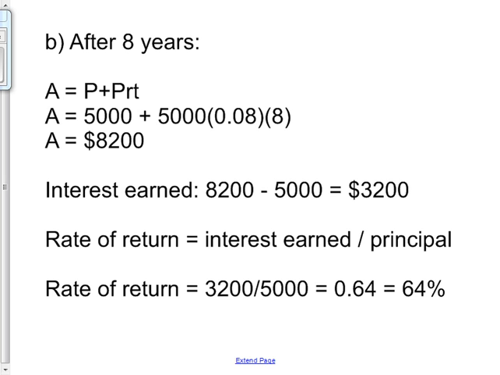Part B says, what is Ingrid's rate of return? The rate of return is the interest earned divided by the principal. So the interest earned is $8,200 minus $5,000, $3,200. So you take that $3,200, divide it by our principal, which was $5,000, and that equals 0.64. We then write it as a percent. So 64%.